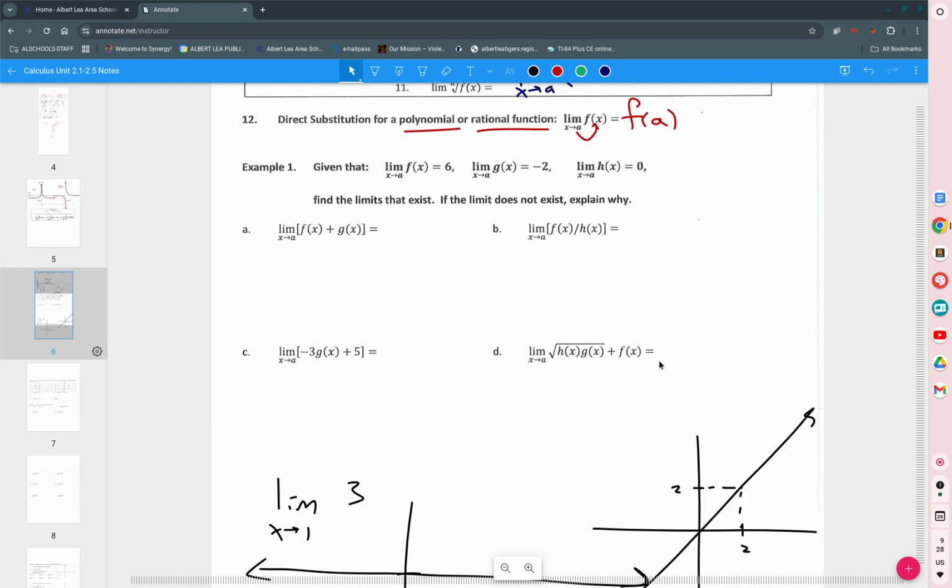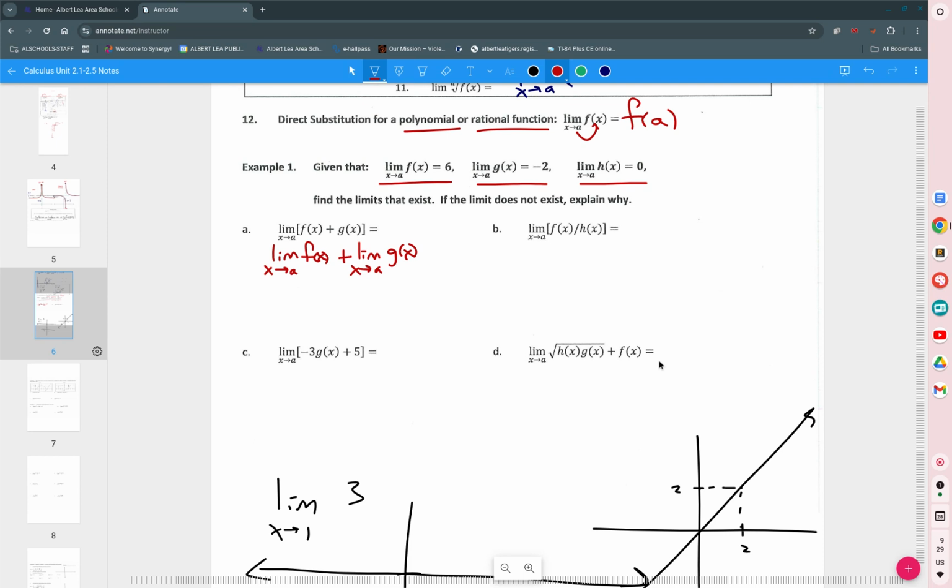So let's look at a couple basic examples, and we'll get to the little bit more challenging algebraic expressions a little bit. But it says, given that the limit of f of x is equal to 6, the limit of g of x is equal to -2, and the limit of h is equal to 0, find these following limits. So the limit as x goes to a of f of x plus g of x. I'm only going to write this out once. It's the same thing as limit as x goes to a of f of x plus the limit as x goes to a of g of x. So it's just telling us that we can break it up into two parts.